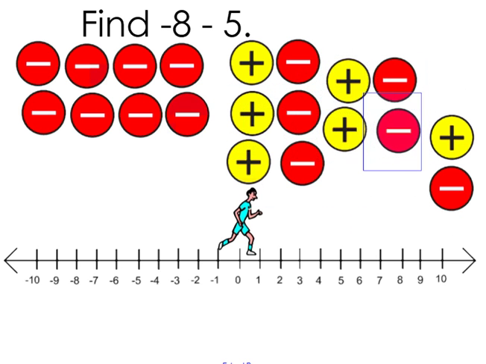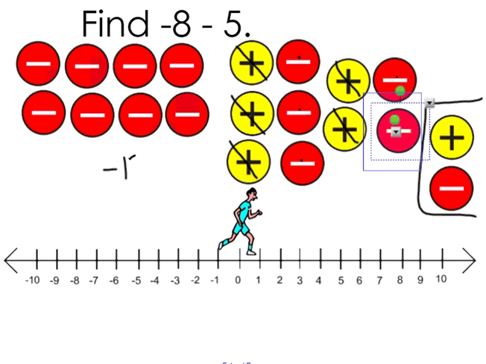And 4, 5. So there's my zero pairs. And I'm going to take away 5 positives. So 1, 2, 3, 4, 5. And then we're left with the negative 8 we started with, negative 9, negative 10, negative 11, negative 12, negative 13. So negative 8 minus 5 is negative 13.